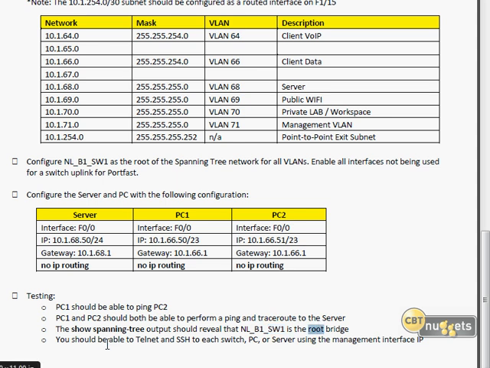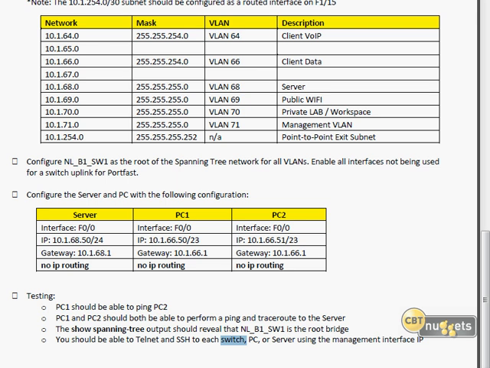And then finally, you should be able to telnet and SSH to each switch, PC, or server using the management interface IP. Wait a sec. We didn't. Okay, I'm going to have to revise this. To each switch, because if this really is a PC or server, we shouldn't be able to telnet or SSH to that. So I'm going to remove that. So we're going to just be able to telnet or SSH to each switch or server.